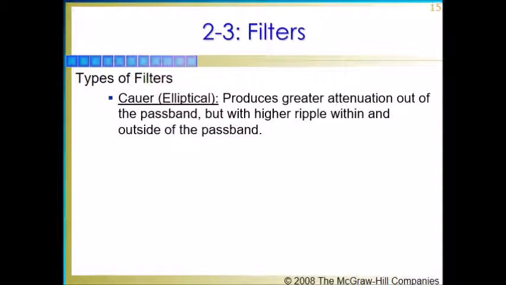Cauer or elliptical filter. Cauer filters produce an even greater attenuation or roll-off rate than do Chebyshev filters, and greater attenuation out of the passband. However, they do this with an even higher ripple in the passband as well as outside of the passband.